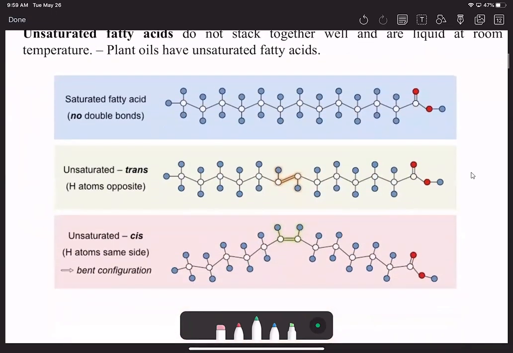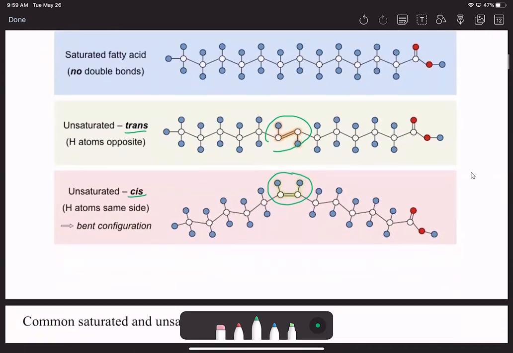So here, right? Just again, a couple of examples. Now, when we talk about these unsaturated fatty acids, don't forget these terms that we've learned in organic chemistry, right? We have trans and cis fatty acids. So trans and cis fatty acids, you can see the shape of them are much different here.